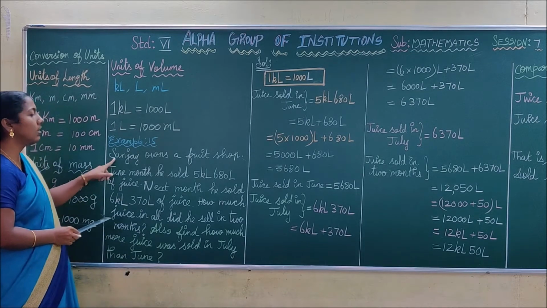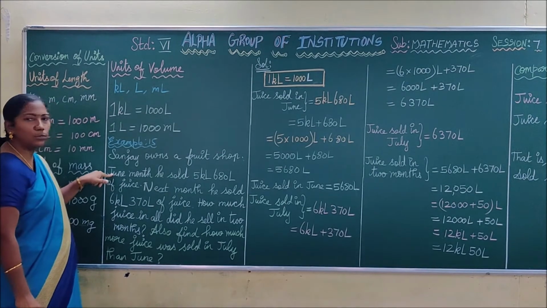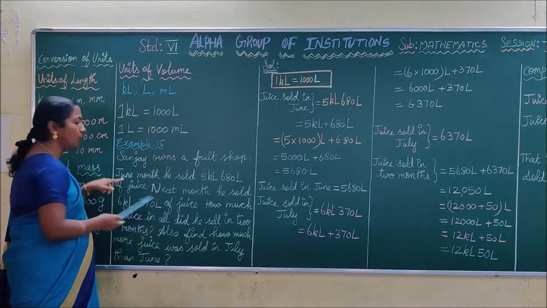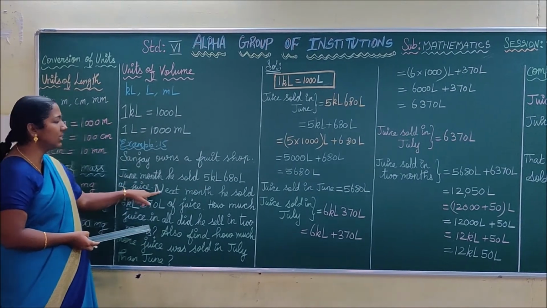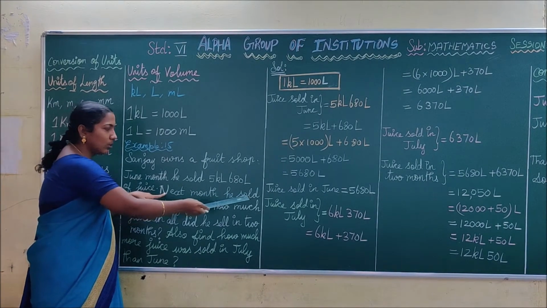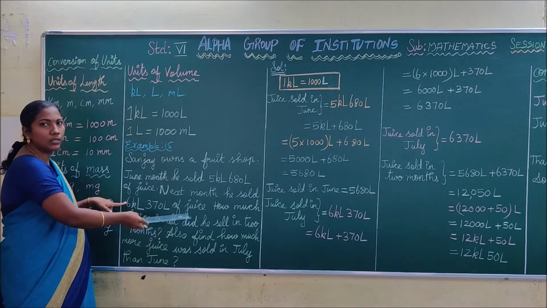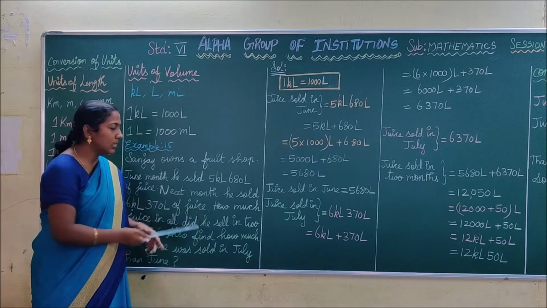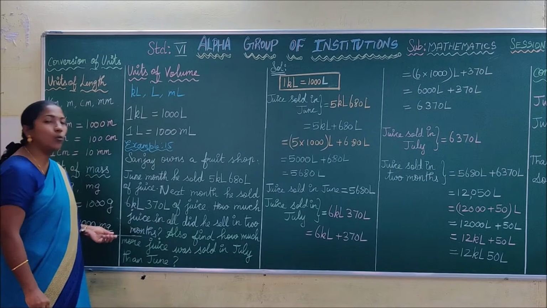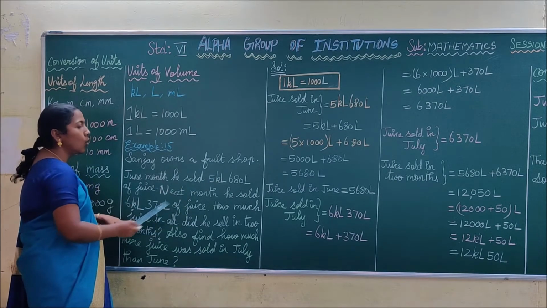That is, Sanjay, the person, has the juice shop. In the month of June, he sold 5 kiloliter and 680 liter of juice. In the next month, what is the next month of June? That is July. In the month of July, he sold 6 kiloliter and 370 liter of juice. And the question they are asking is, how much juice in all did he sell in 2 months? So, to find the answer for this question, you have to add these two values.